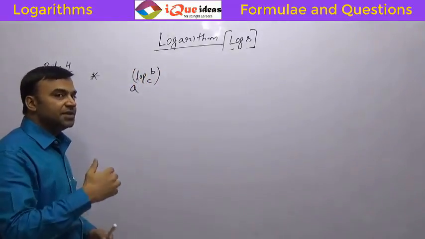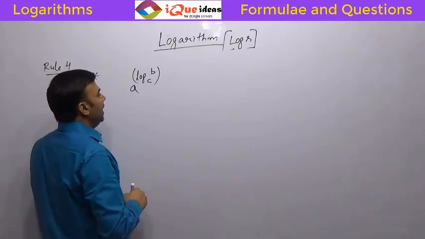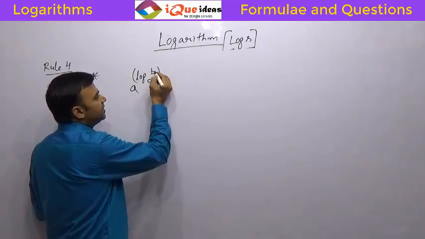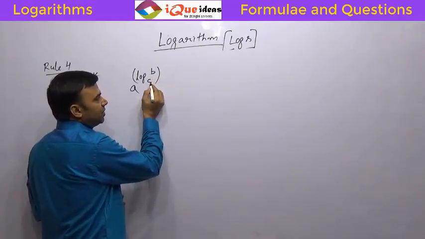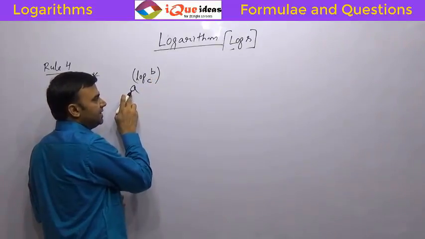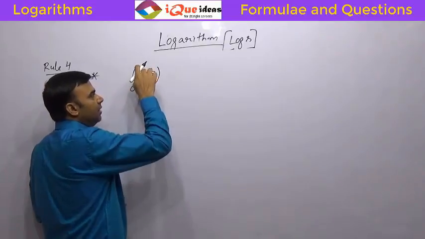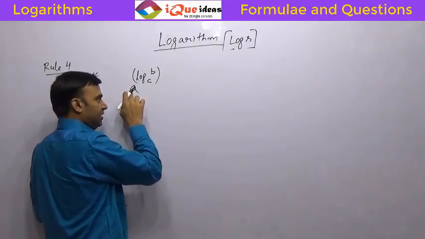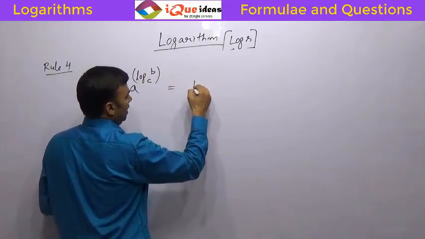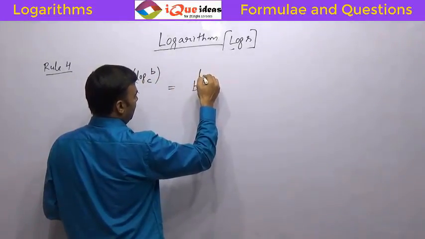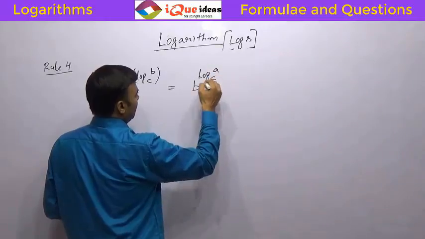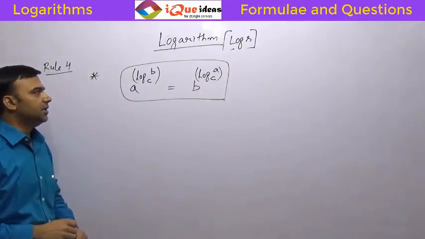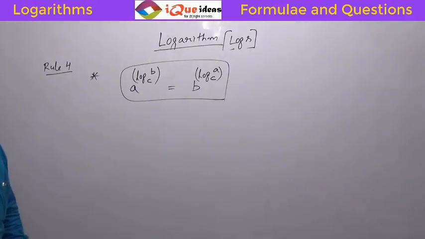The power itself is a log, right? In this, what we can do is interchange this a and this b without affecting the position of c. Look at the position of a. A is the base of the power here. B is the number in the log and c is the base of log. C cannot be changed. This a and b, if you interchange, it will become b to the power log a to the base c. These two are equal. This is the last rule. This is rule 4. Right?